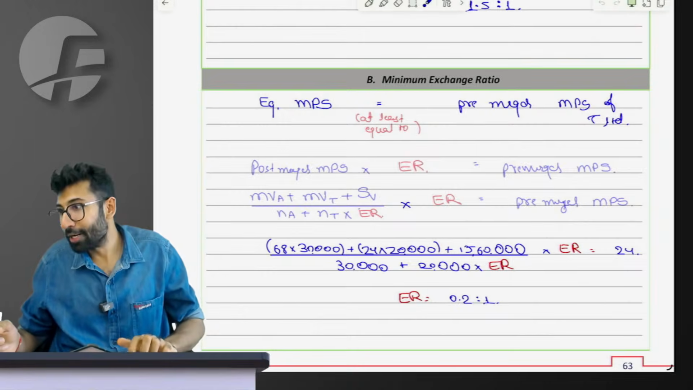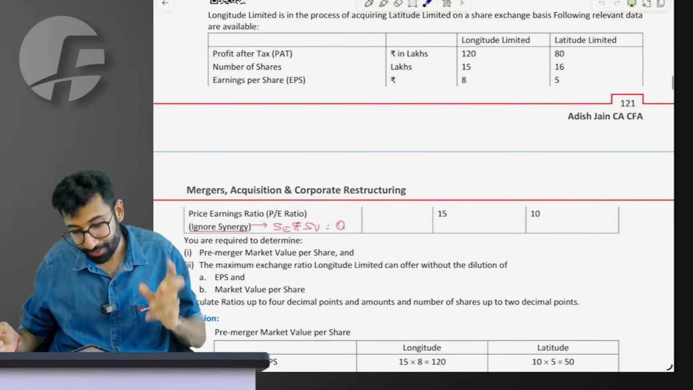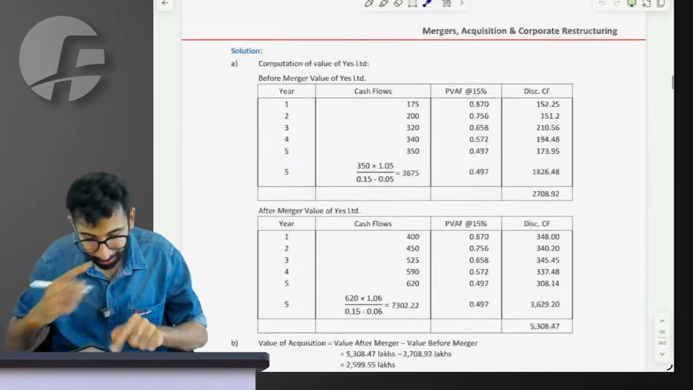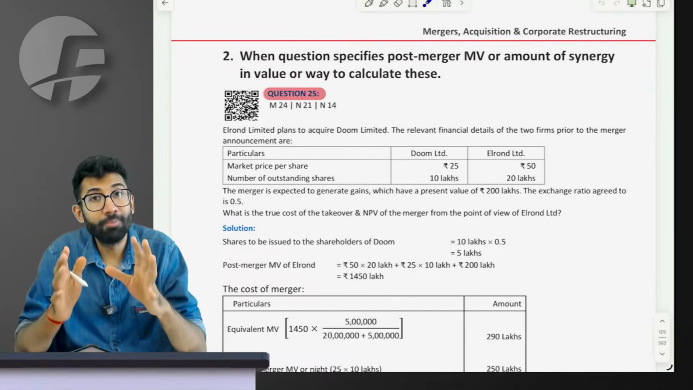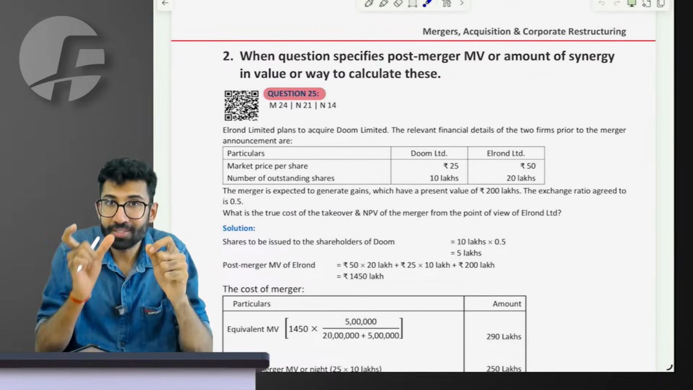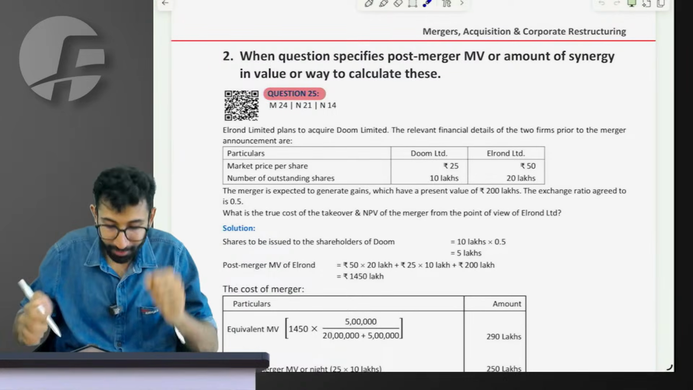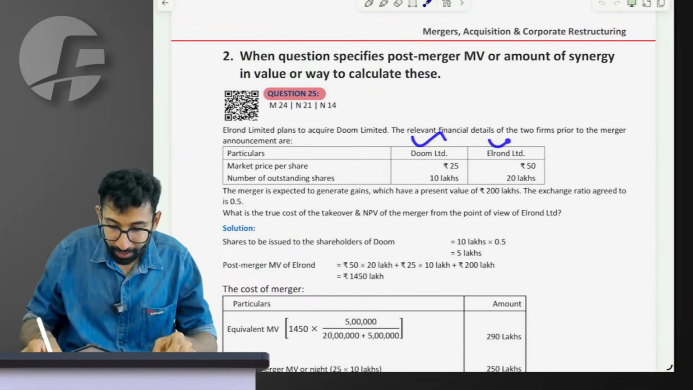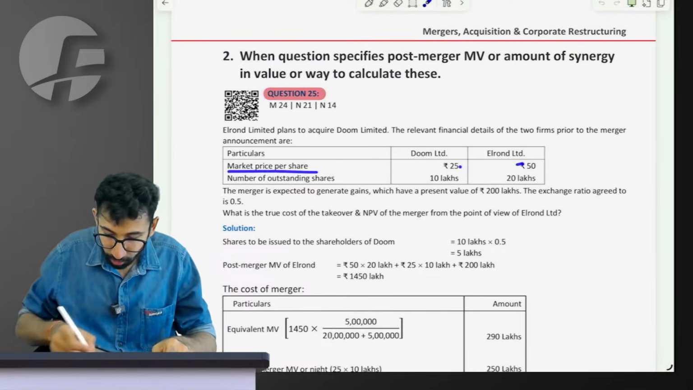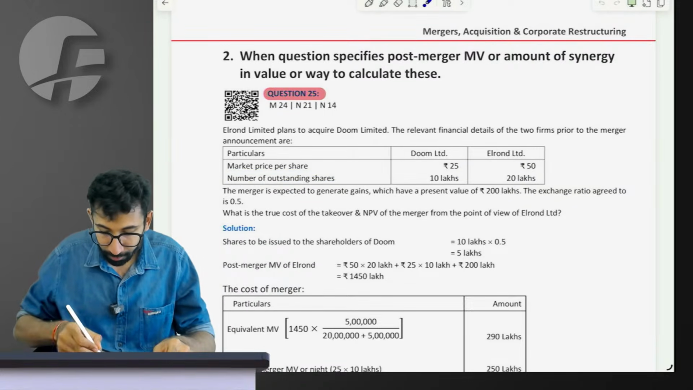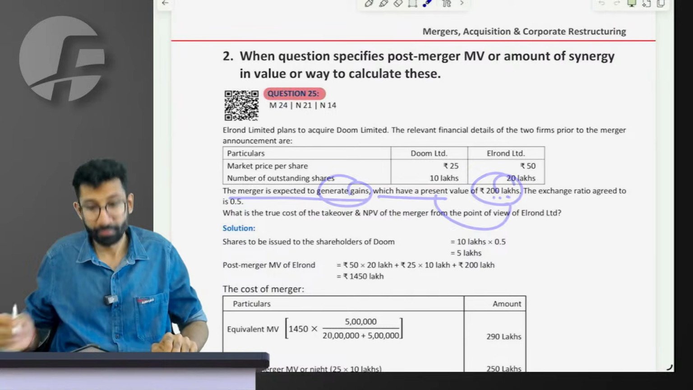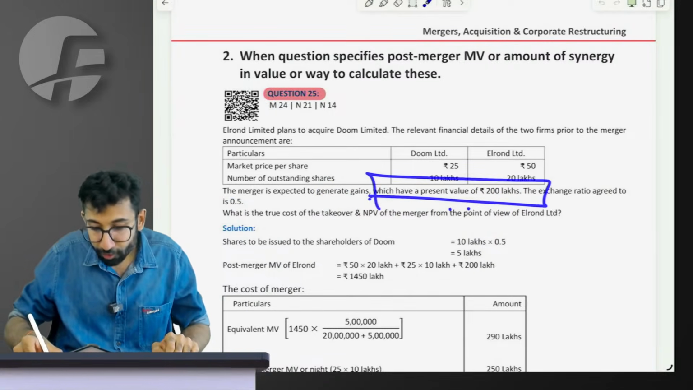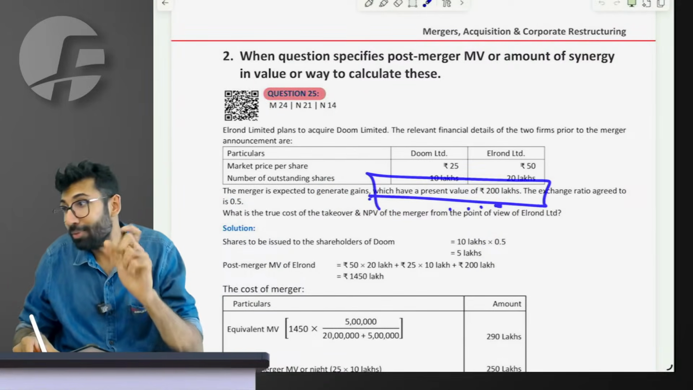But now let's do a practical question so that you realize how a practical question looks. I will just show you a practical question. We will not solve it; it is for you to understand how we figure out if we are in the value approach or the earnings approach. There are two companies, Doom and Elrond. Market price of both the shares and number of shares outstanding are given. The merger is expected to generate gains which have a present value of 200 lakhs. This is the most important line, which decides which category of MPS you belong to.